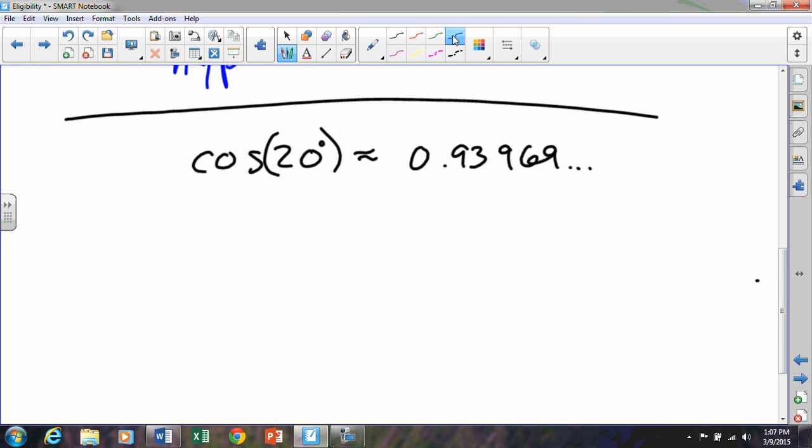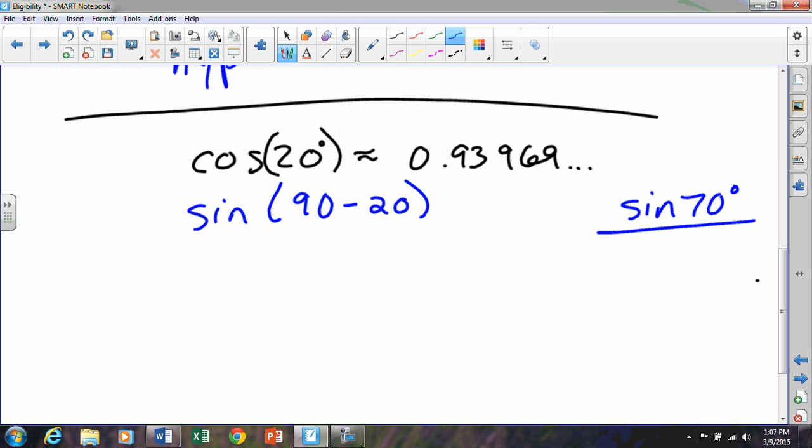Well, if you know the fact, the work is really easy. Cosine can be changed to sine as long as you subtract that angle from 90. So there's no work at all. It's just sine of 70 degrees. You're done. If you know that fact, the work itself is just instant.